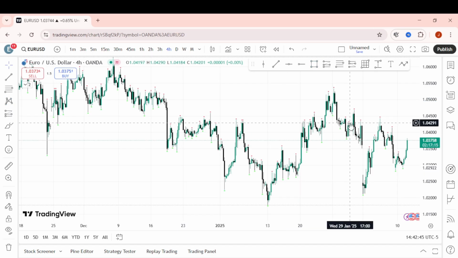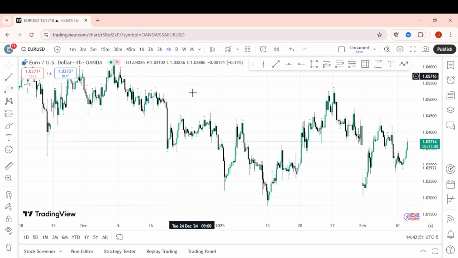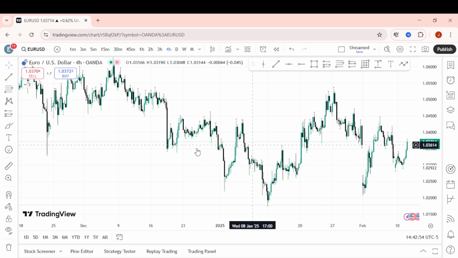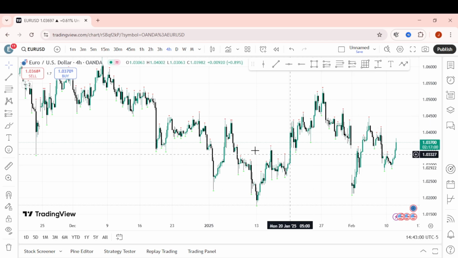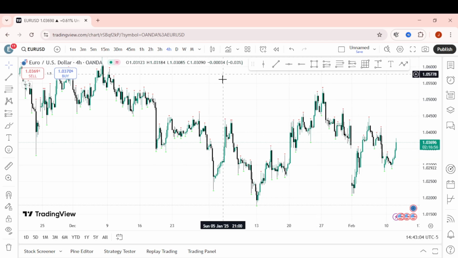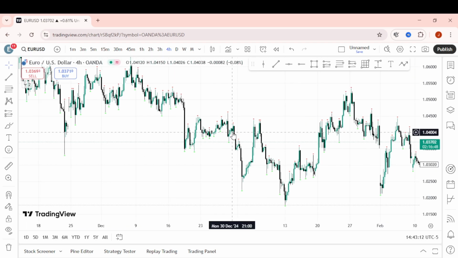Yeah. So we're going to be looking at Euro USD. This is a 4-hour time frame. What I'm trying to do is show you guys first on the higher time frame level, then later on we're going to go to the lower time frame level. So this is a 4-hour chart of Euro USD. I'm just going to give you one example right here before I move on to the next pair.